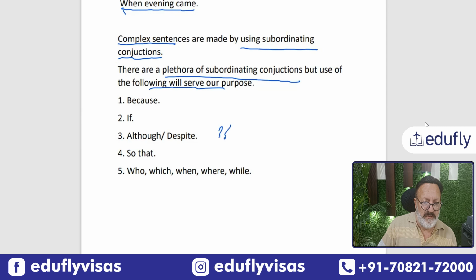हालांकि वो है हालांकि. Okay. Despite is बावजूद के. They can be used almost interchangeably. And so that is ताकि. So that is, I'll explain when I make a sentence ताकि.